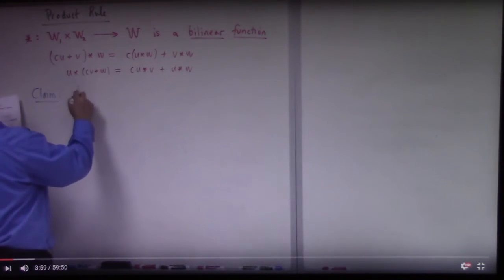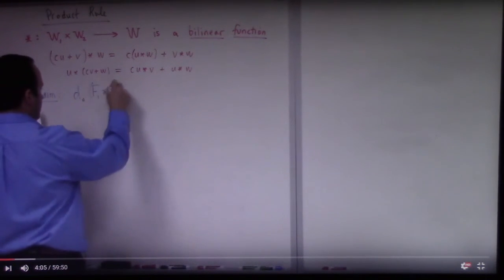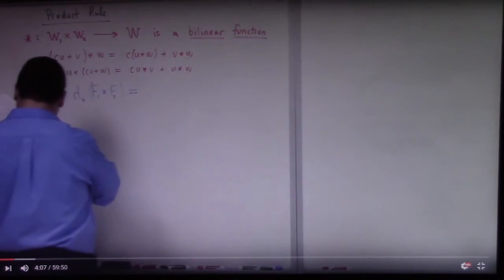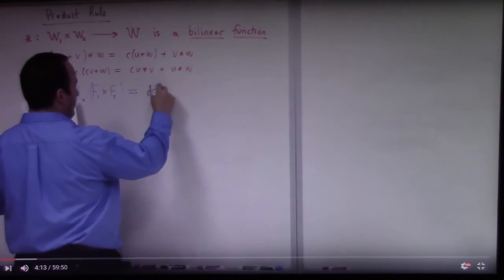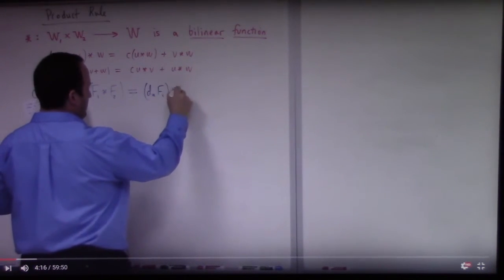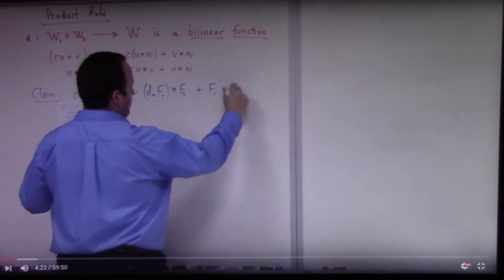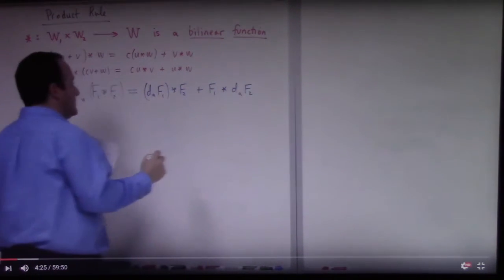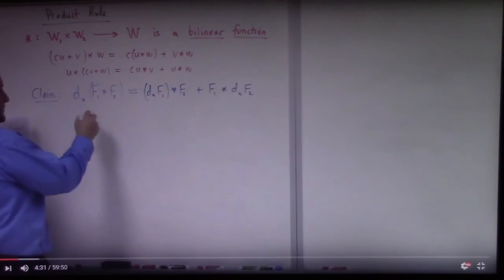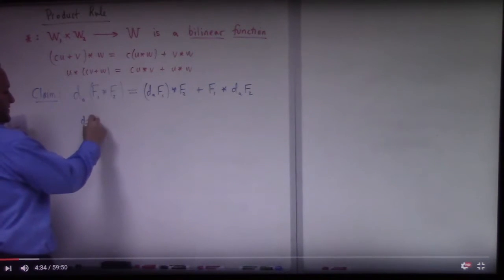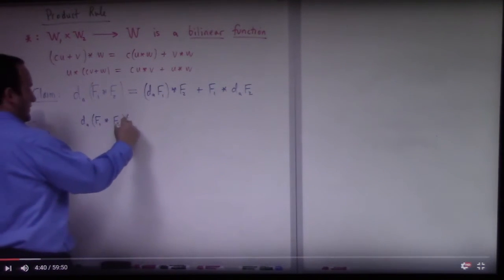Claim. Now this notation, d sub a of f1 star f2, I'm saying the differential of the function. Now in the previous lecture we've already defined what a differential is in terms of the Fréchet derivative. It is the best linear approximation to the change of the function at that point. And so here what I'm saying is the best linear approximation to the change in the product of f1 and f2 is given by this linear combination of the products of the differential with the function. It's a sort of generalized product rule, or Leibniz rule if you prefer.